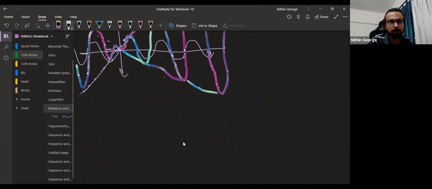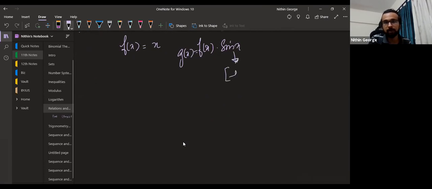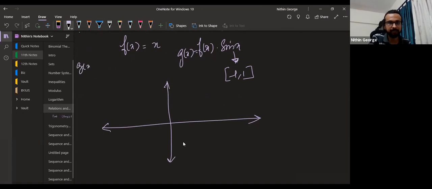So we have f of x equal to x. And we're interested in the graph of f of x into sin x. So this will be the graph I'm trying to draw here. So where does sin x go? Sin x is a value between -1 and 1. You know that already, right? So g of x is basically f of x, which in this case is x, into a value between -1 and 1. Got this?